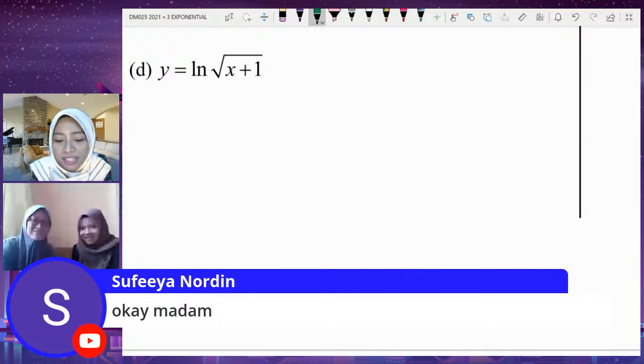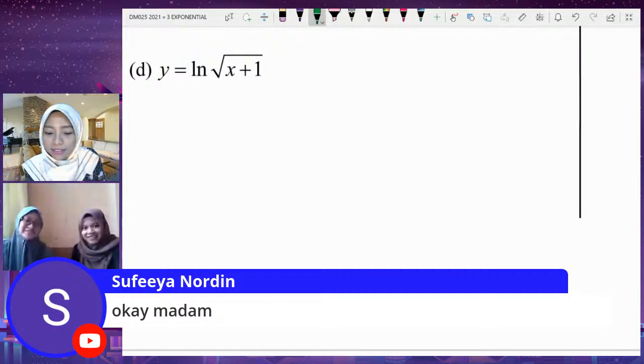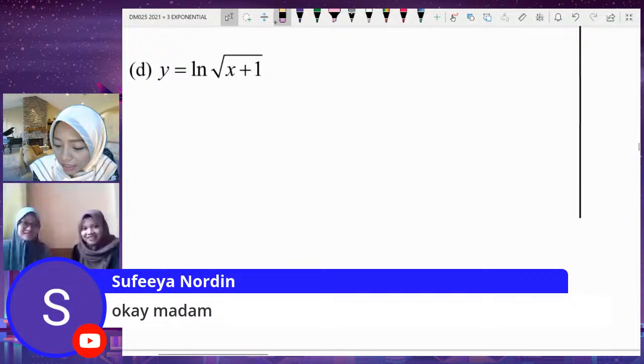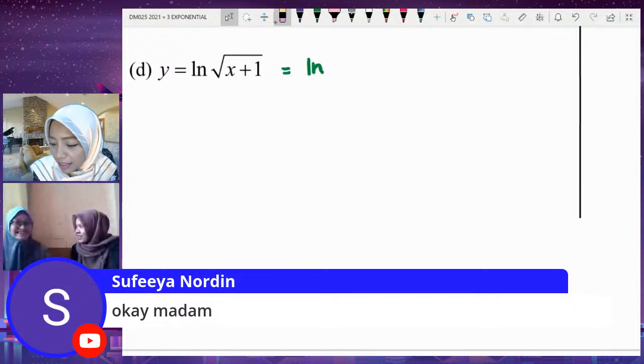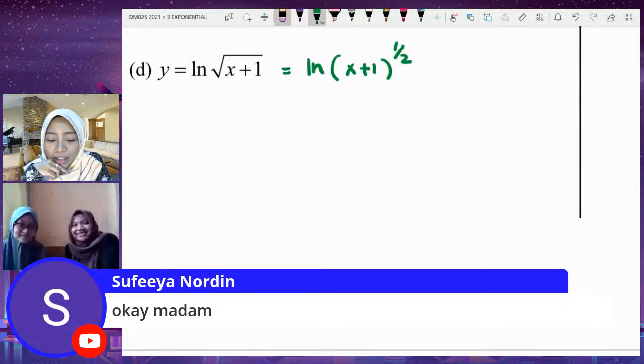Okay, Shu, what's your suggestion? First, madam selalu suruh you all apa kalau nampak cert ni? Buang cert tu. Jadikan satu. Exactly. Kita akan tendang dia ke belakang. Dia adalah 1 over 2. Okay.